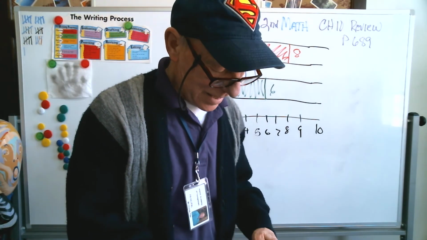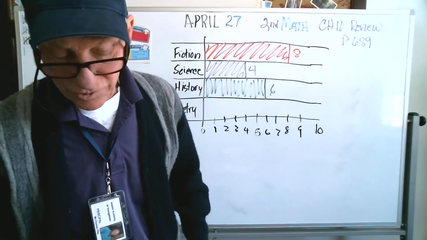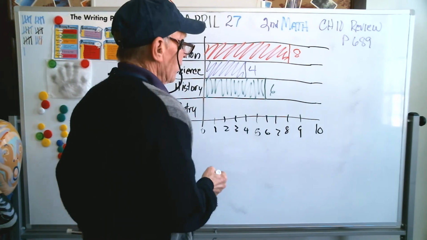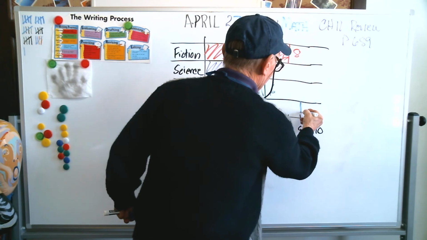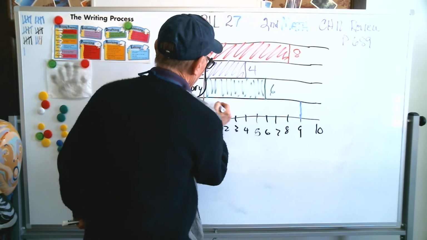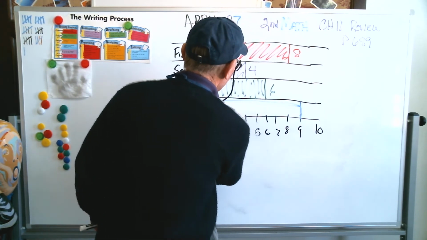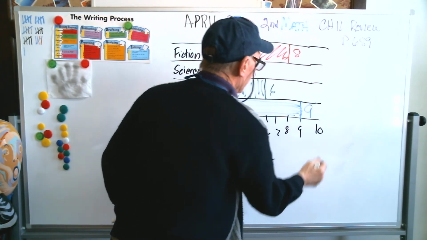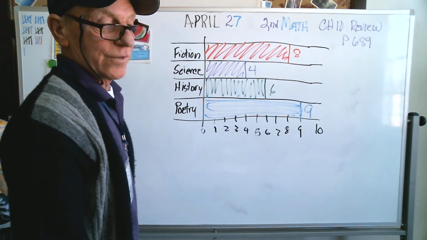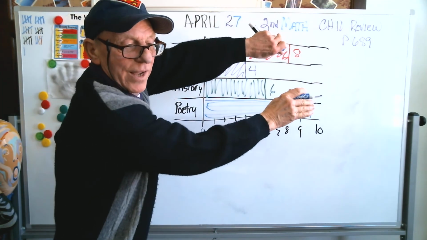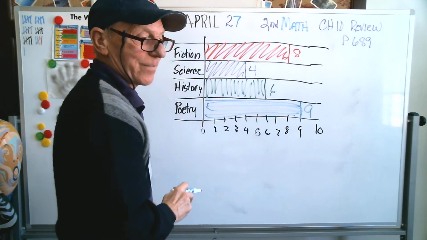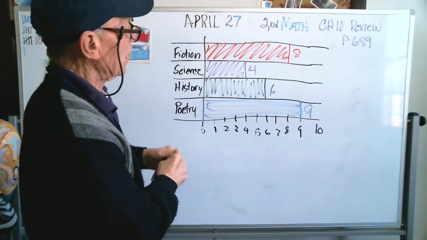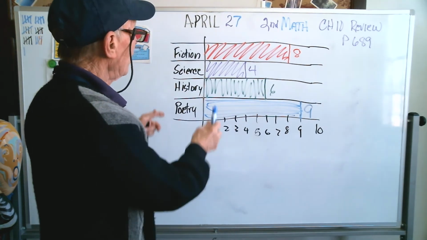And then finally, 9 people chose poetry. So we're going to come over to 9. And this is going to be your bar for the 9 that chose poetry. So you see, the bars go this way instead of that way. And this all depends. When you're building a bar graph, do you want the bars to go across or do you want them to go up and down?